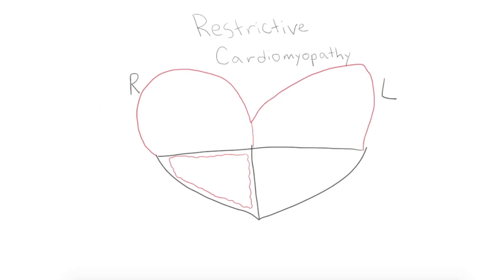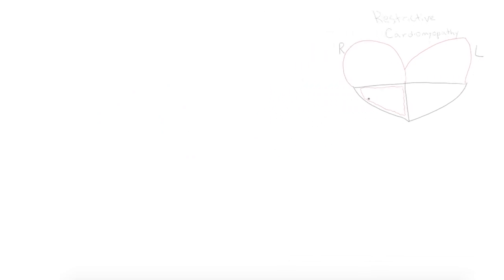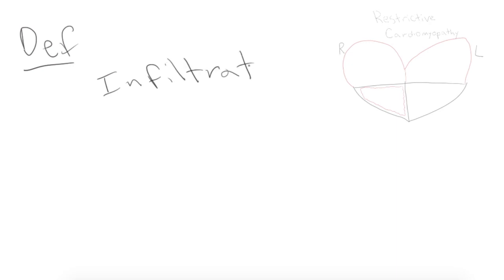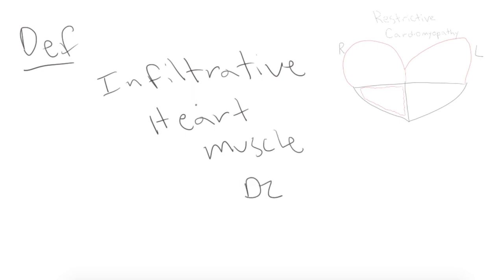Okay, so let's move this out of the way, and let's get the black here. Okay, let's do definition of a restrictive cardiomyopathy. It is essentially a heart muscle disease, but it is an infiltrative heart muscle disease. So there's some underlying infiltrative disease process.